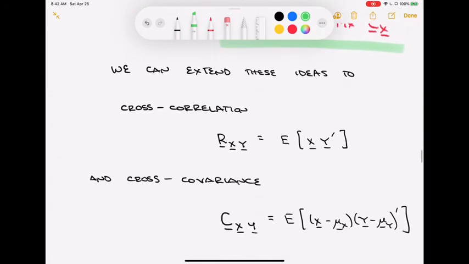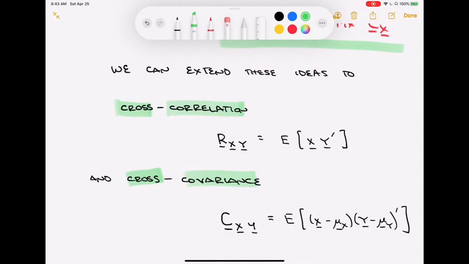We can extend these ideas, and this is a little different than what we've seen up to this point. We can extend these ideas to correlation or covariance again, but we're going to do it not with something in itself, not between x and itself. We're going to do it between x and another random vector y. So these are not autocorrelation or autocovariance, they are cross correlation or cross covariance. That just means that our correlation idea or our covariance idea is not going to be taken of something with itself, it's going to be taken of something with something else.